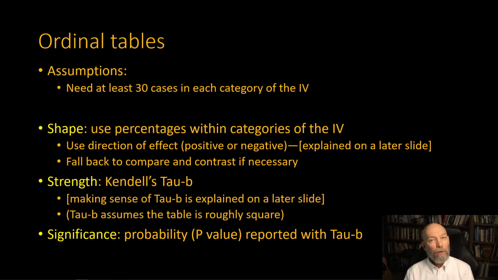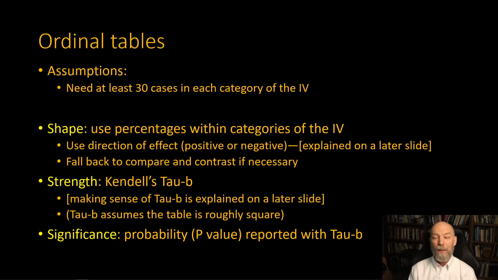But if you have an ordinal table where both variables are measuring amount in some sense, and they're both at least ordinal or higher, then you can actually have a direction of effect. Significance is going to be the p-value that's associated with tau b. Oh, I guess I skipped strength. Tau b is what I recommend.